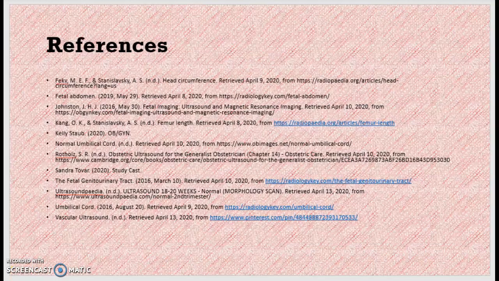And here's my reference slide. I do have a lot of references. Some images I did get to take off of StudyCast. A lot of these images, though, I did have to take off from online because I didn't have a whole lot saved on StudyCast. And that's it.